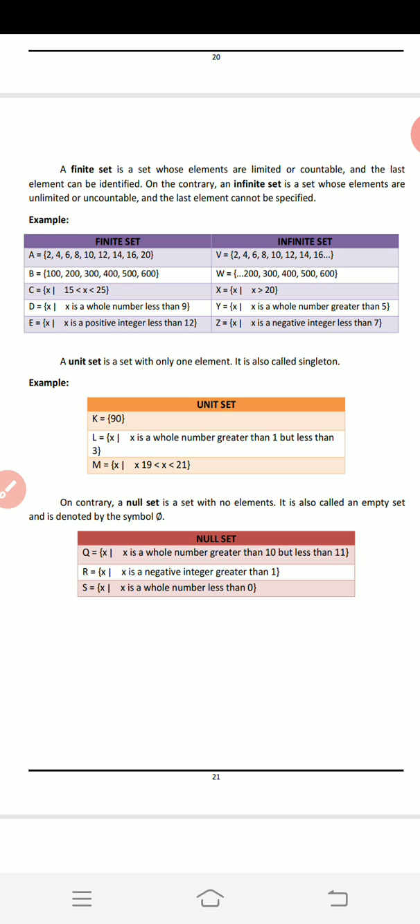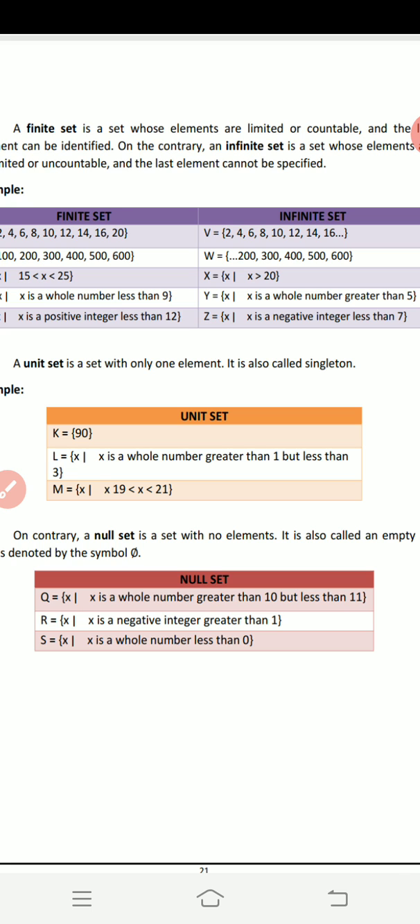And in letter C, we specify that all values of x's must be greater than 15 but less than 25. And in the set X, here we have a set containing all the elements of x such that x is greater than 20. So we know that we don't know where it starts, but it should begin with 21 and approach infinity, positive infinity, since the values of x must be greater than 20.